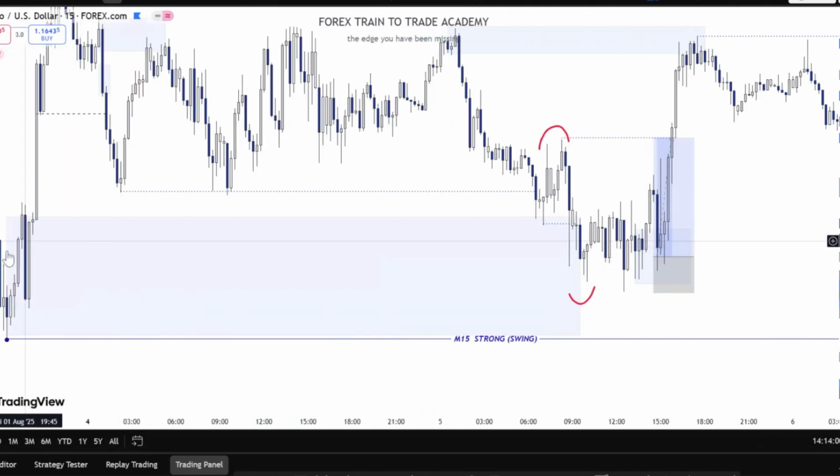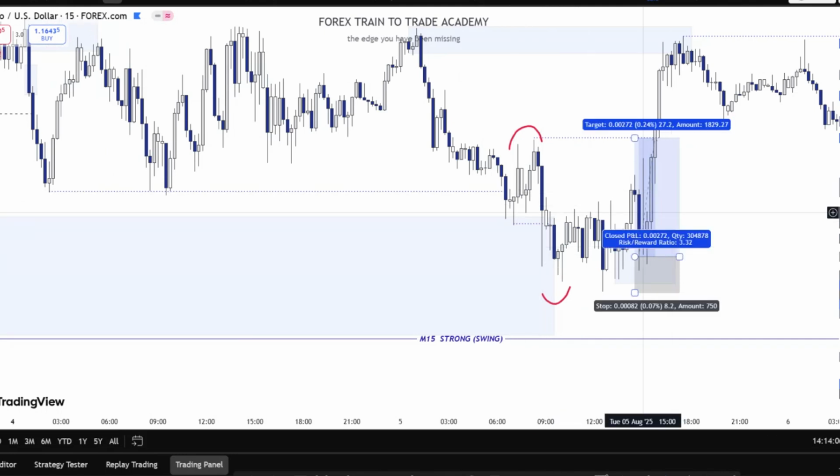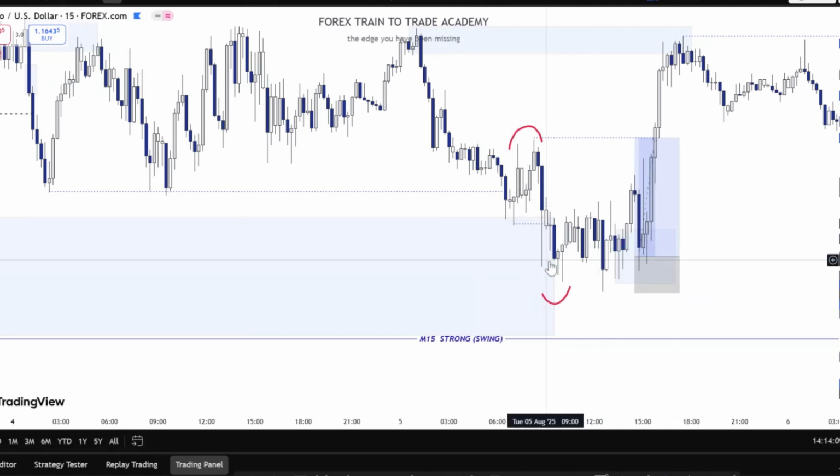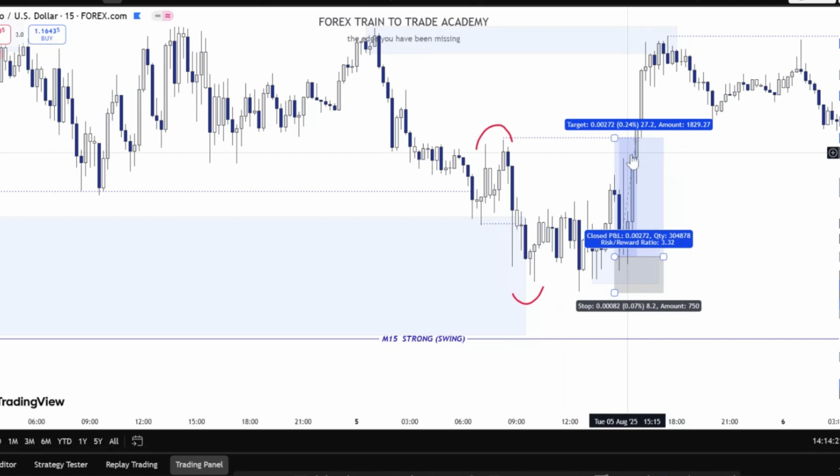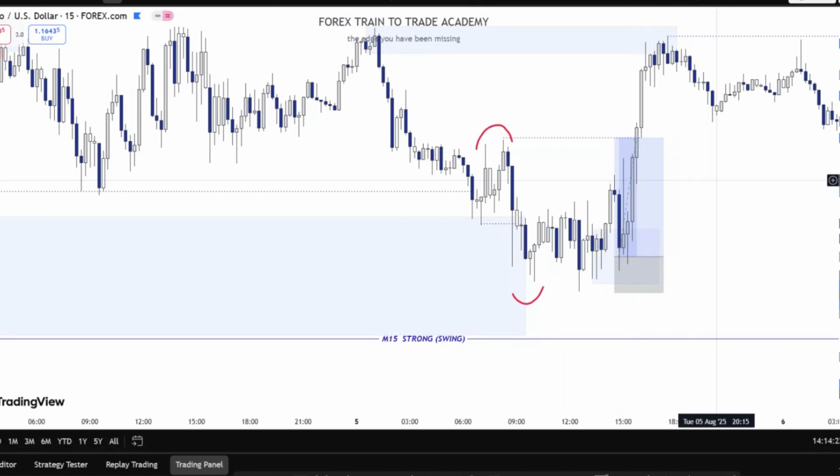This was my 15-minute zone. So as it tests my 15-minute swing supply range at the extreme level, I waited for my confirmations. Because it tested it, I waited for my confirmations to give all the criteria I need. And once it gave all those criteria, I went down to my lower time frame and looked at my entry here, and I also entered for a 1:3 risk to reward ratio.